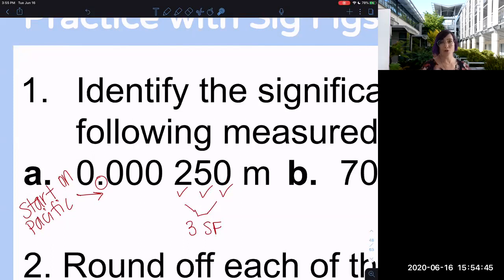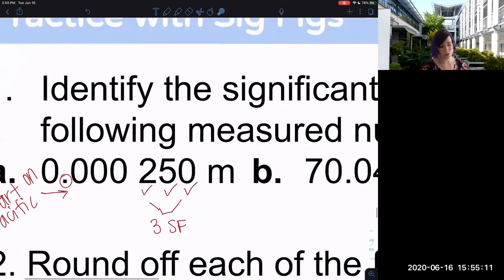Like when you're reading a ruler, you can say, I think it's in between these two numbers, right? So I'll say like 0.5. That's what I'm talking about. You can guess. So we're guessing the 0, but we definitely know the 5 and we definitely know the 2 here. So we get one guess number and that's the end. So this person is telling me they know these 3 digits and they think this last one is significant. So those are your 3 significant figures here.